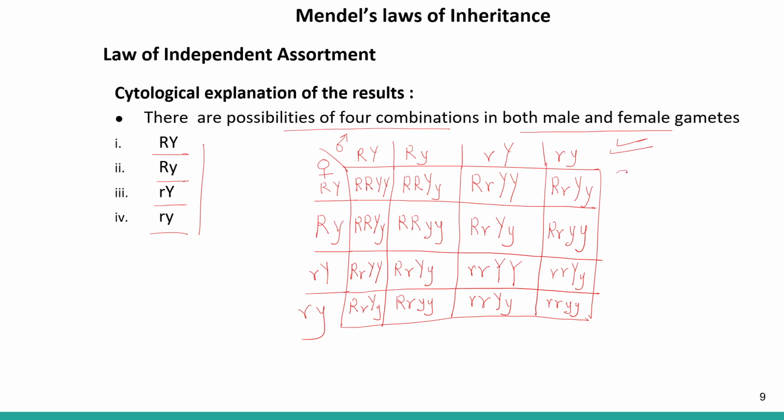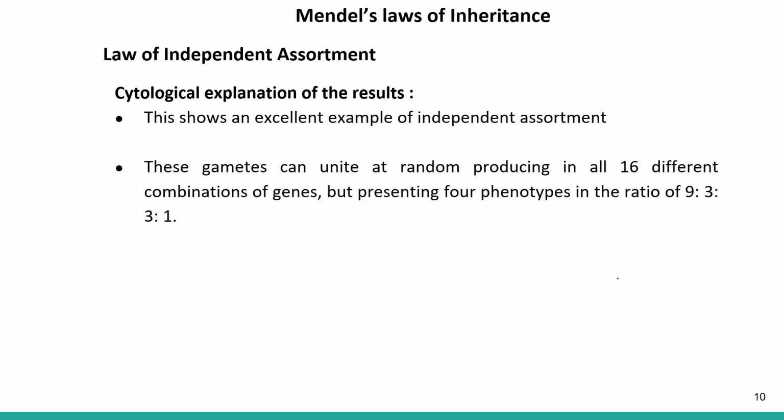So we will have these 16 combinations, right? This shows an excellent example of independent assortment. These gametes can unite at random, producing all 16 different combinations of the genes but presenting only 4 phenotypes. How they appear, the phenotype, will be just 4 types, and that will be in the ratio of 9:3:3:1. Okay, so let us see that.